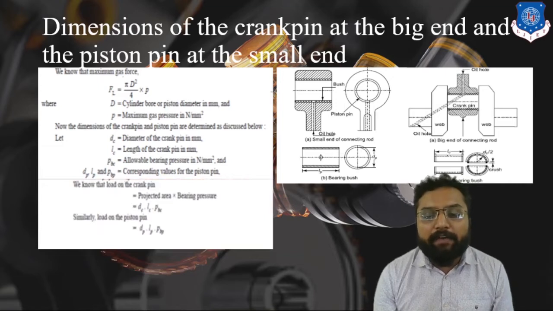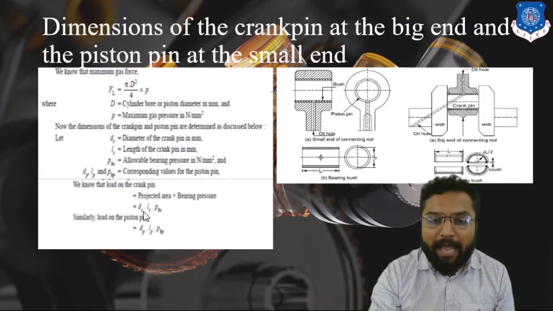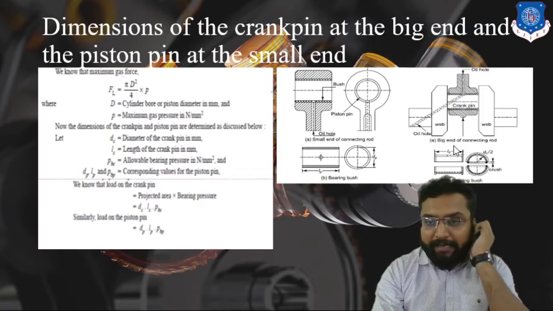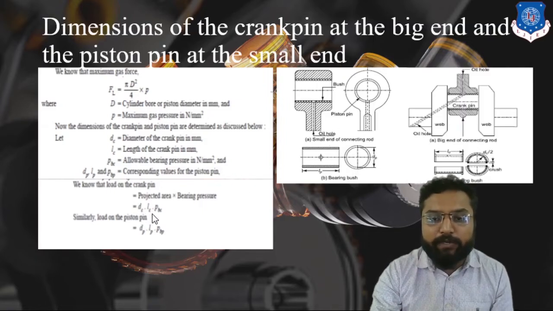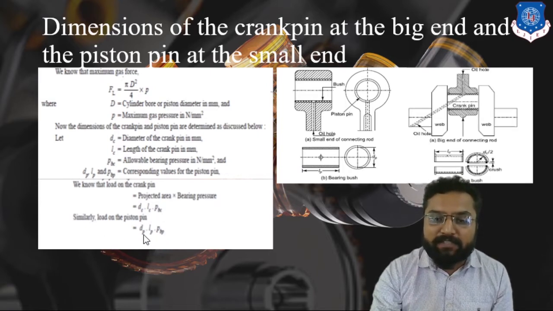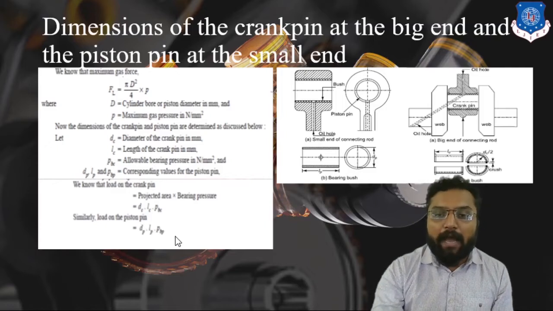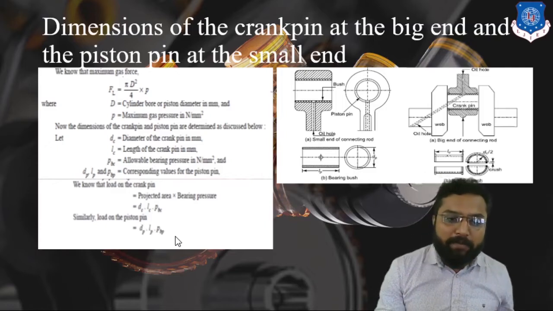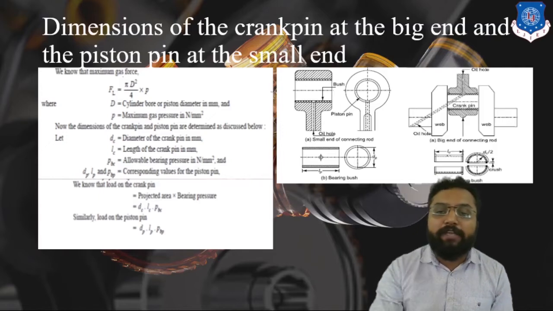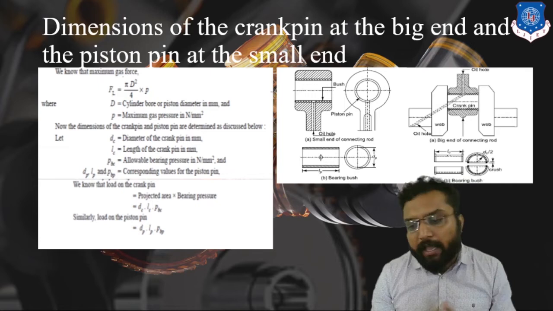So here we have determined the projected area under the crank pin and piston pin. For the projected area under the crank pin, which is a rectangular section, it is diameter into length into bearing pressure. For the piston pin, it is likewise diameter into length into bearing pressure. So this is going to be our design of the piston pin at the small end and the crank pin at the big end. So here the design is purely dependent on bearing pressure rather than anything else. Clear?